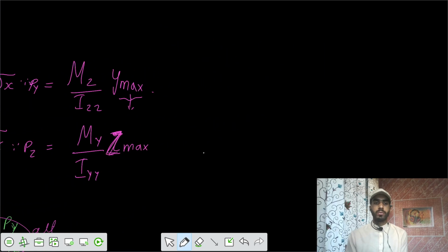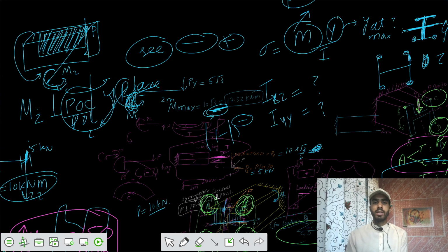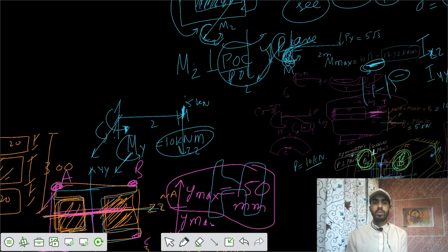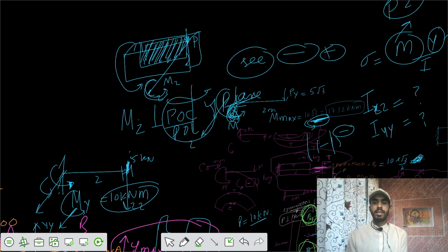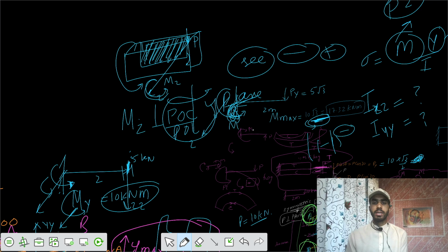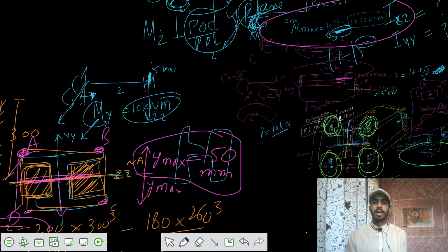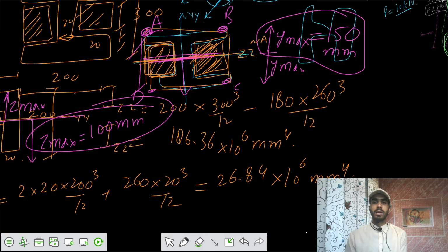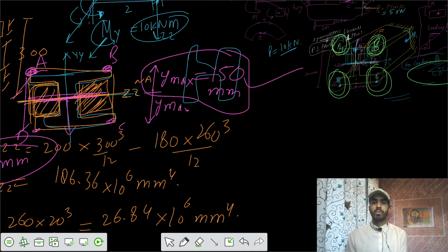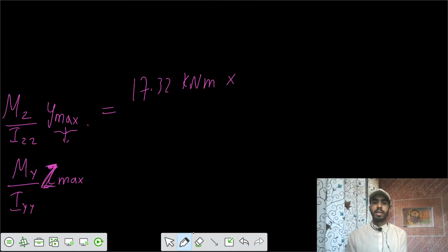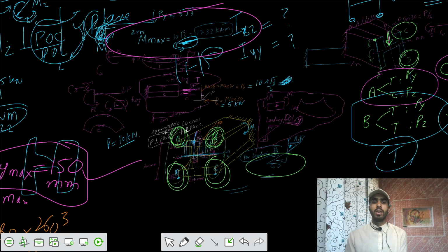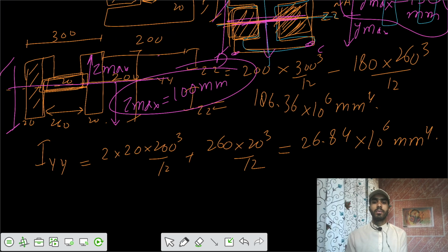And we know the value for Mz. Mz value was equal to 5√3, that is 17.32 kilonewton meter. So 17.32 kilonewton meter into Ymax of 150. Ymax was 150, by Izz. The value of Izz we have solved, that was 186.36.